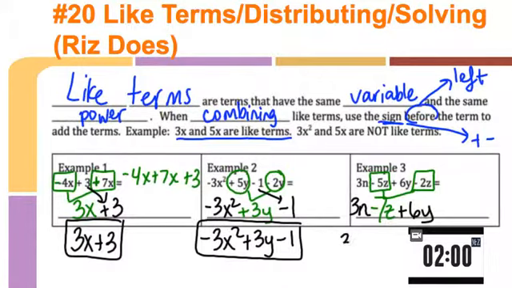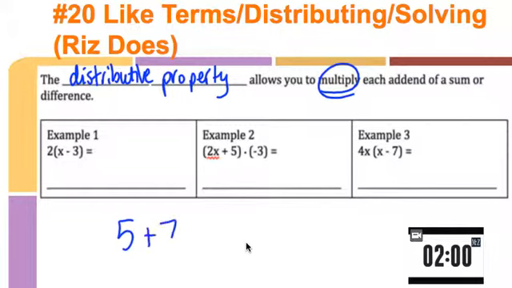Okay. So now the second skill that we're going to be learning about is the distributive property. The distributive property allows you to multiply each addend of a sum or difference. So that means if I have 5 add 7, this is an addend, and this is an addend. It's basically a term for the things that you are adding, okay? Or subtracting.